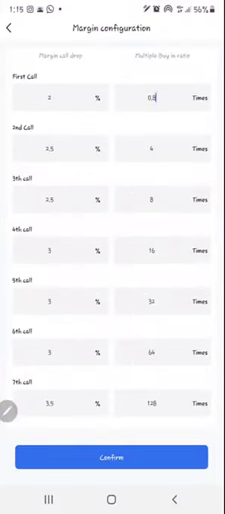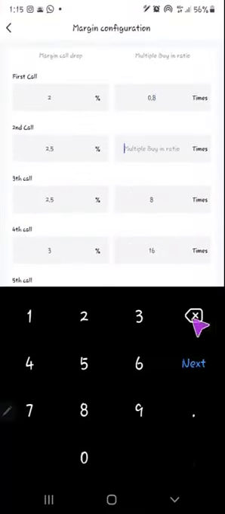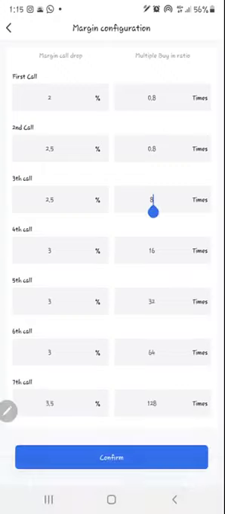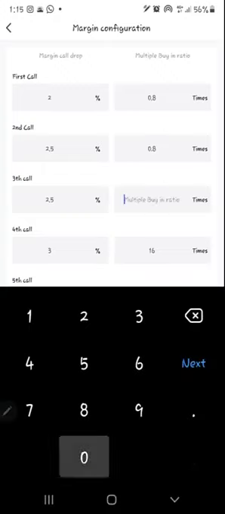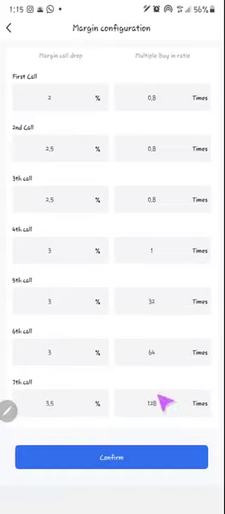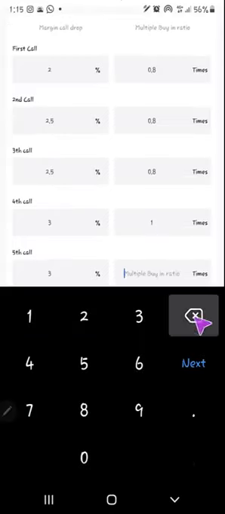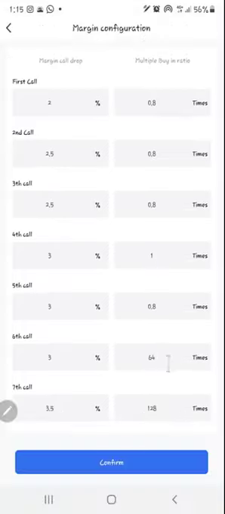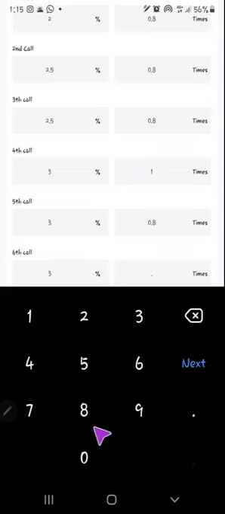So what you need to do is, at this point, I'm going to put 0.8. And at this point, I'm going to put 0.8. And at this point, I'm going to put 0.8. And at this point, I can choose to put 1. Yes. And at this point, I'm going to put 0.8. And at this point, I'm going to put 0.8.